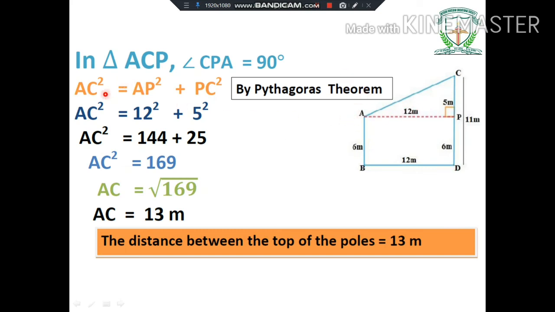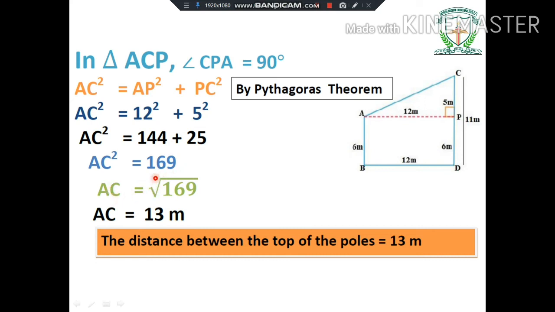Yes. Now AC square is equal to AP square plus PC square. That is Pythagoras theorem. Substitute the values. AC square write as it is. AP is 12, so 12 square plus PC. PC is 5, so 5 square. Simplify this. 12 square is 144. 5 square is 25. Since there is plus, add these two quantities. You will get 169. So AC square is equal to 169.